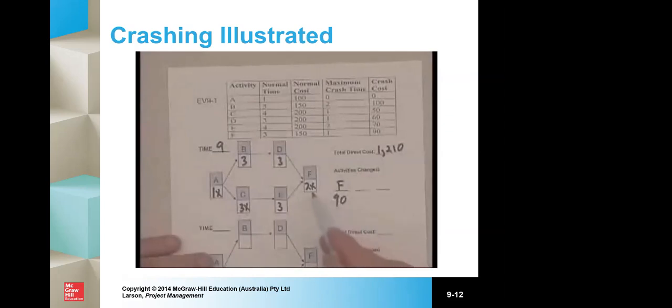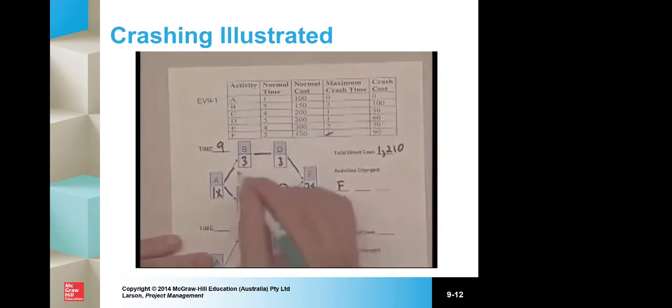So I've gone ahead and recorded the change in F. The 90,000 has been added to the previous total to give us a total direct cost of 1,210 to do the project in 9 days. Notice I put an X next to the F box because we used up the 1 day we could for that particular activity. Now let's see what it takes to get from 9 to 8.